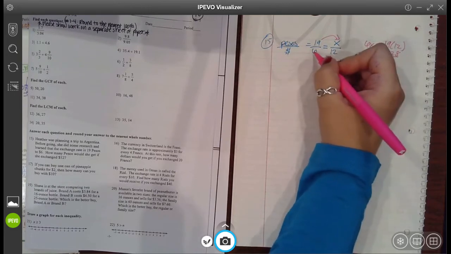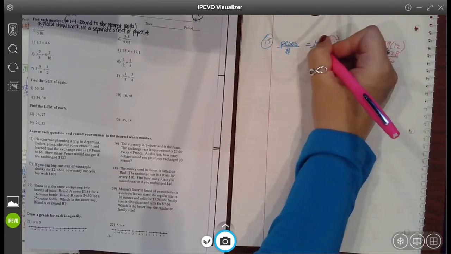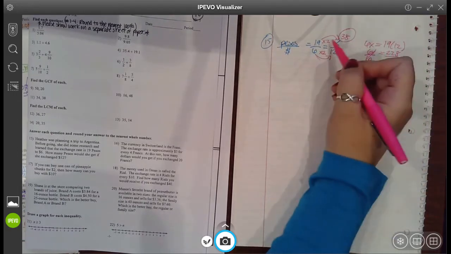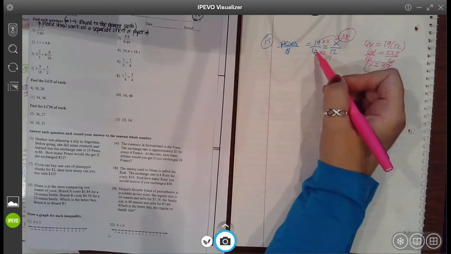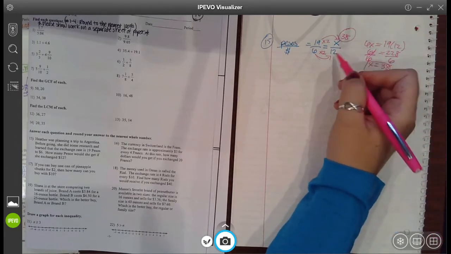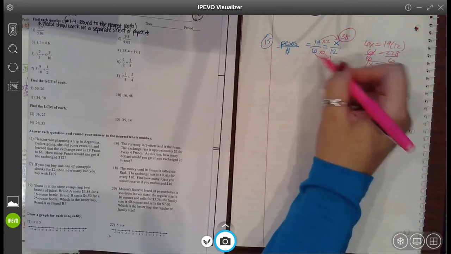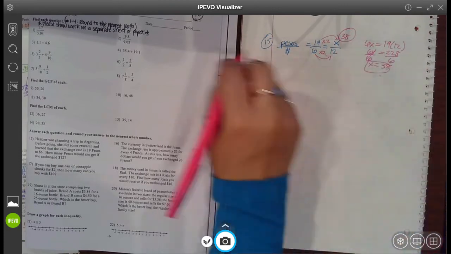How do you go from 6 to 12? I multiply by 2. So multiply this by 2. 19 times 2 is 38. So regardless of whether I used cross products or my shortcut, I still get 38 pesos is what 12 American dollars is equal to. This way always works. This way only sometimes works. If you can go from here to here, then great, I can use the shortcut.